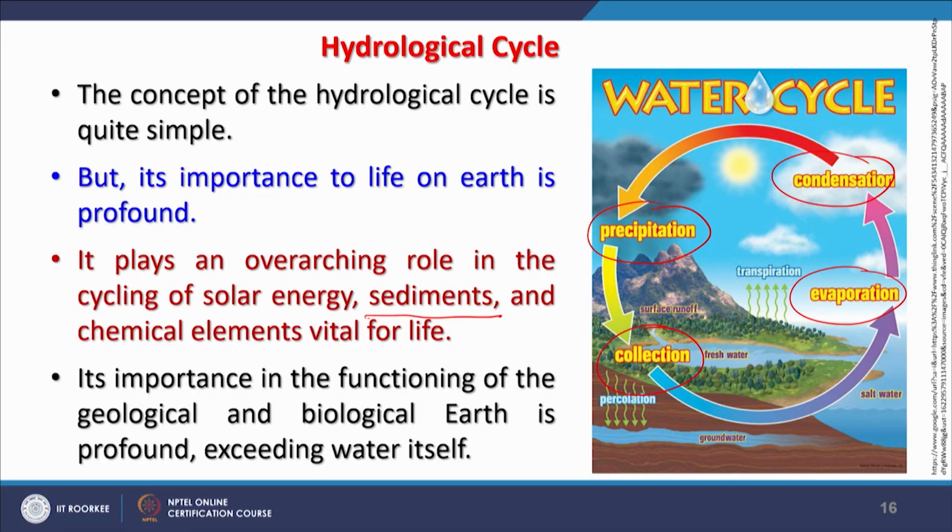So, this is a cycle. Things are interrelated in a complex manner, and this keeps happening and keeps providing some better results, sometimes flooding and some hazards to humans, but nonetheless it is a cycle, the water cycle. The importance of the functioning of the geological and biological earth is profound, exceeding water itself. That is for both the geological example I have just given and then biological sustainability.